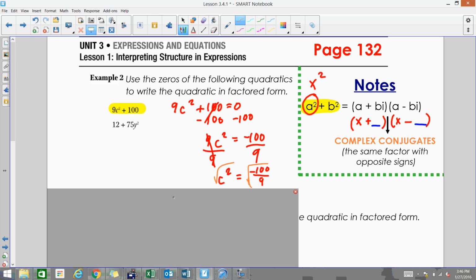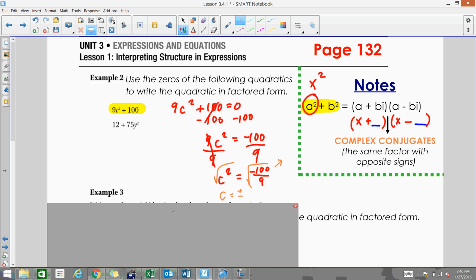Now, here we go. We all know, as you should have done on your test or quiz yesterday, when you take the square root, you actually get two answers here. We're going to get c equals plus or minus. Because we have a fraction, we take the square root of each individual part: the square root of the numerator over the square root of the denominator. Your denominator is going to be 3. Your numerator, the square root of negative 100, well, the negative is i. The square root of 100 is 10, so it's going to be 10i. So these are your two x-intercepts. We got c equals plus or minus 10i over 3.